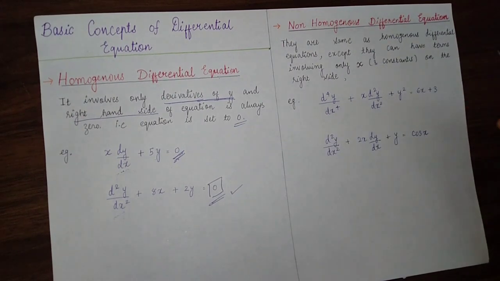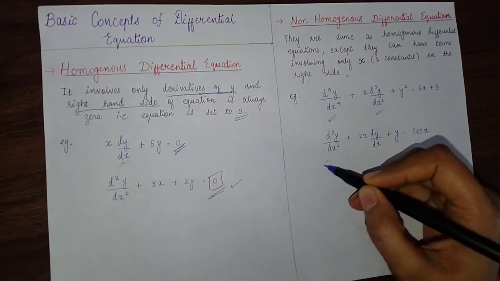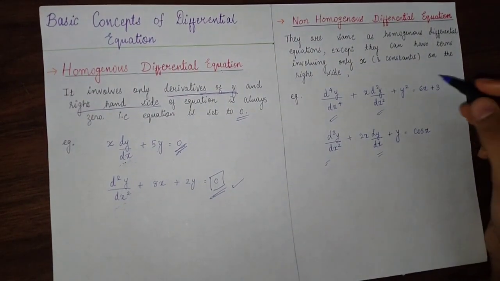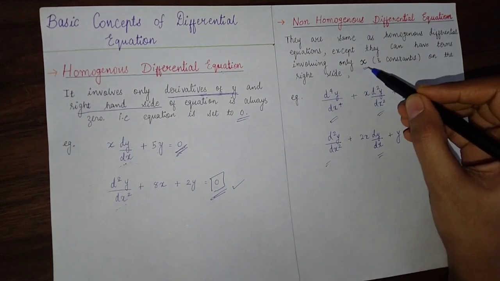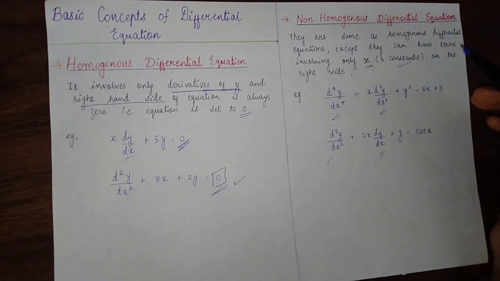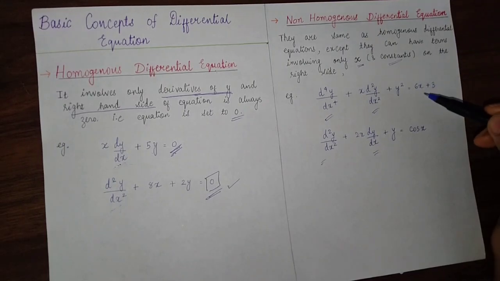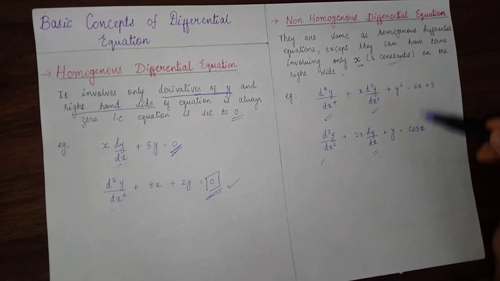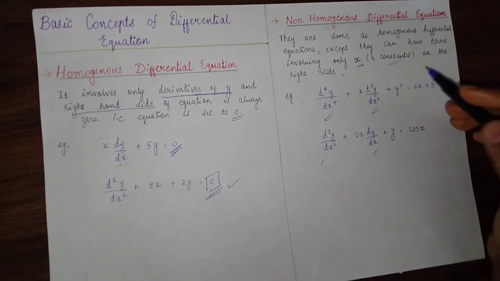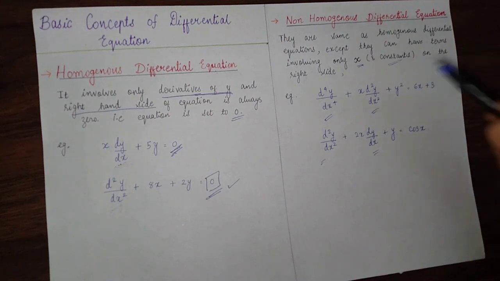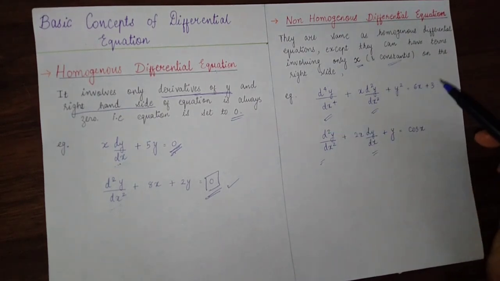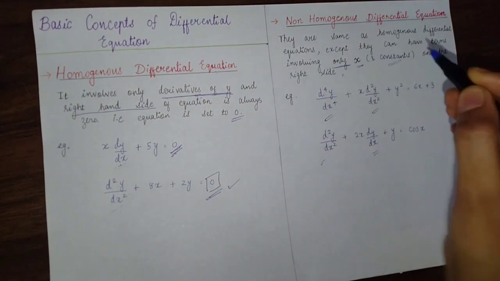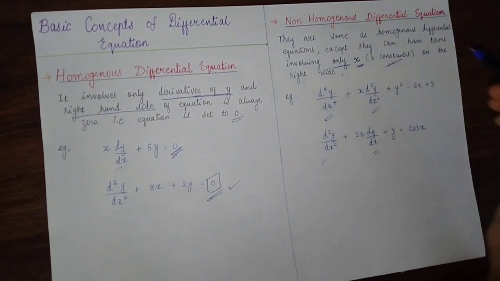That is, they will consist of only derivatives of y. Okay. But here, instead of 0, we will have some values in terms of x. Or you can also have constants. But if 0 is not present, then such types of equations are called non-homogeneous differential equations. So here also there are two conditions, that is, derivatives should be of y and the right hand side of the equation should involve only x or constant terms.